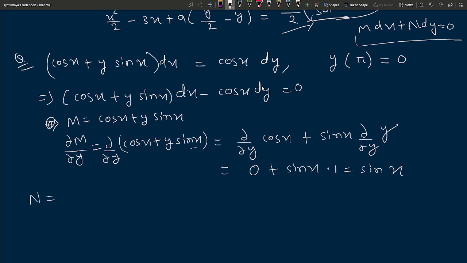Now what is N? N is whatever is multiplied with dy. So what is multiplied with dy? Not cos x, this is minus cos x. Okay, N is minus cos x. That is why I have written this in the general form, M dx plus N dy. Then it will become easy to identify M and N.